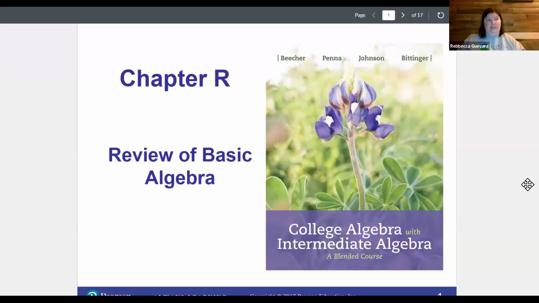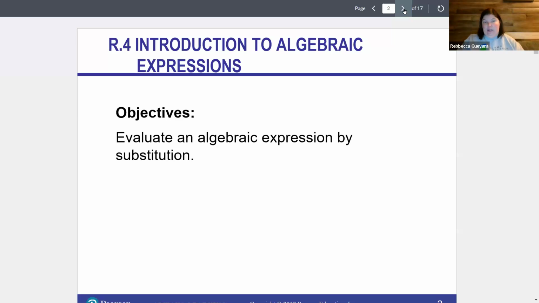Okay, so next we are going to move into evaluating expressions. A lot of that order of operations is still being used here, so we're still practicing it. We just add another layer to this.